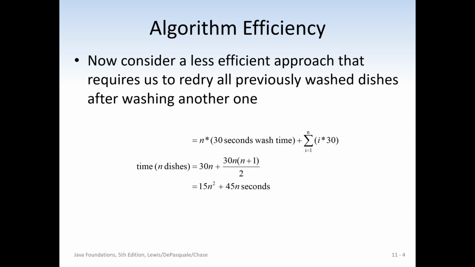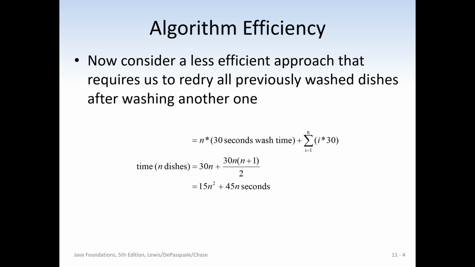Now we're going to look at a slightly less efficient approach. Again, this is just an example, so don't look at this and go, why would you do this? Imagine this less efficient approach requires us to re-dry all the previously washed dishes after washing another one. Let's say we slop water all over the dishes every time we wash a new one, and after we do that, we turn around and realize we have to re-dry all these again. So we wash a dish, and then once we wash it, we re-dry all of the previously washed dishes.